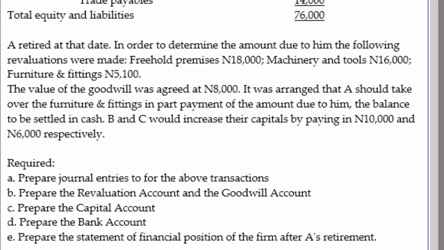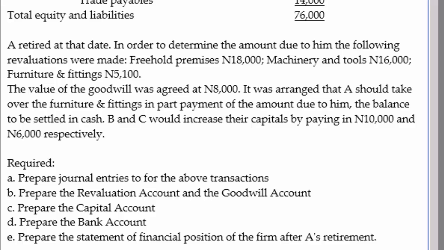The value of the goodwill was agreed at 8,000. It was arranged that A should take over the furniture and fittings in part payment of the amounts due to him, the balance to be settled in cash. B and C will increase their capital by paying in 10,000 naira and 6,000 naira respectively.